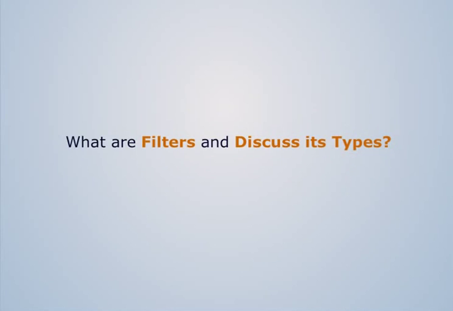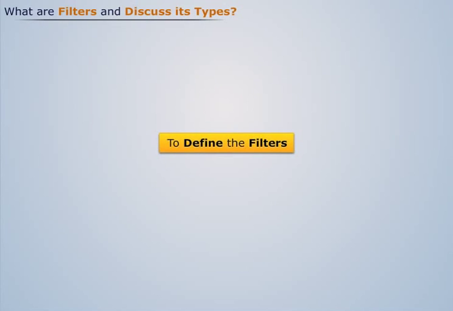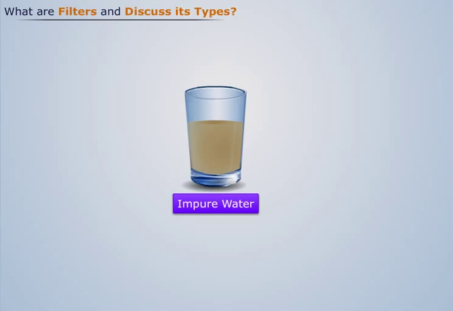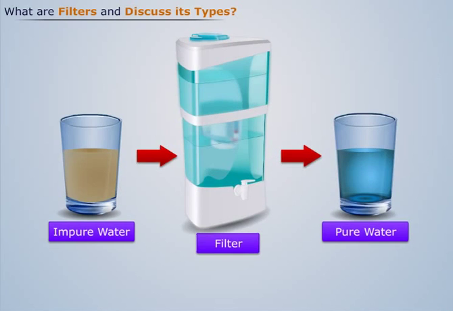What are filters and discuss their types. Firstly, we would like to define the filters. Whenever a person wants to clean impure water or wants to remove something, then a basic element called a filter is used. This is how we get pure or desired material by the use of filters.